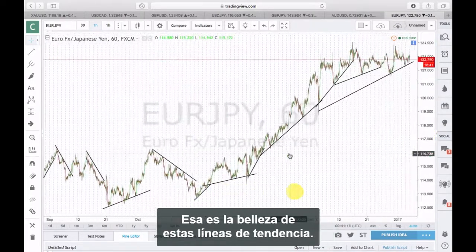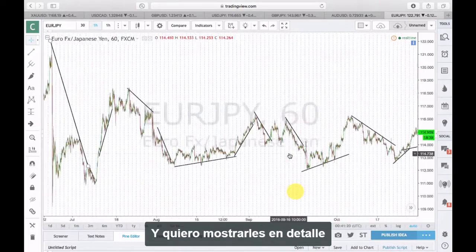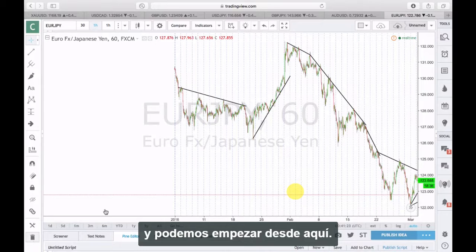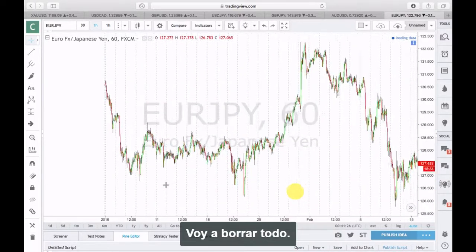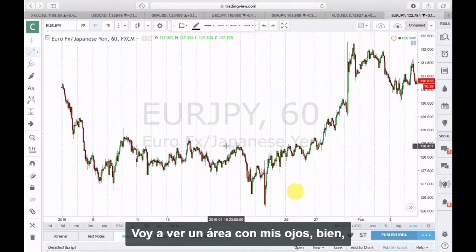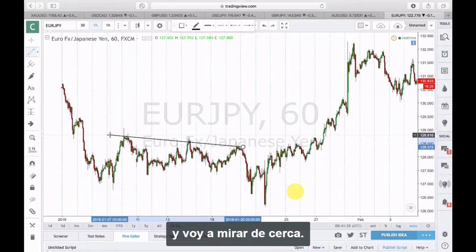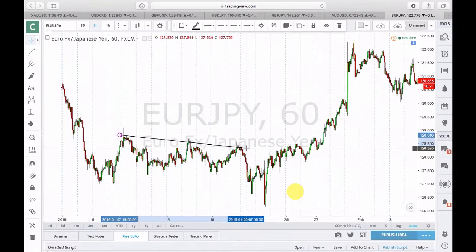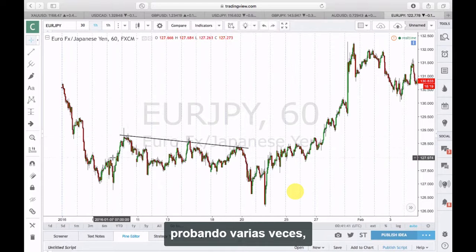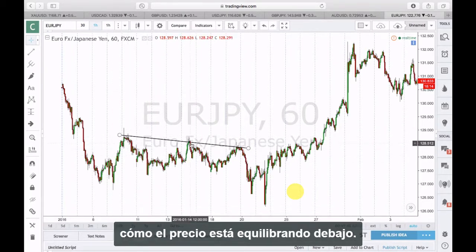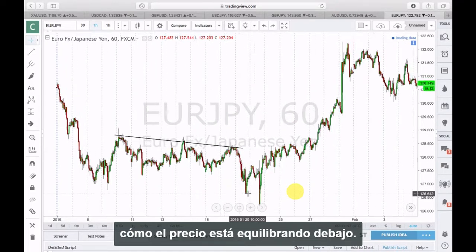That's the beauty of these trend lines, and I want to show you in detail why I drew these things out, okay? And we can start from over here. I'm going to delete everything. So when I draw a trend line, I do something simple. I'll see an area with my eyes, and I'll look closely. I'll see areas where price is testing multiple times, and you see how price is hitting it like a ceiling, how price is bouncing underneath.